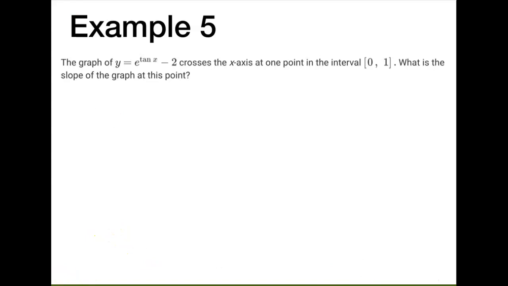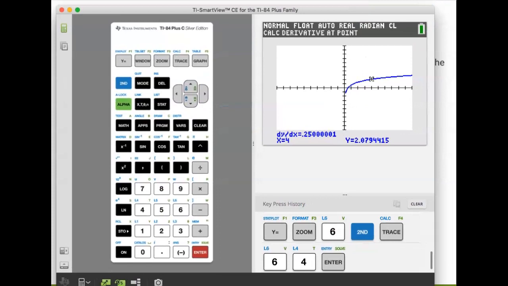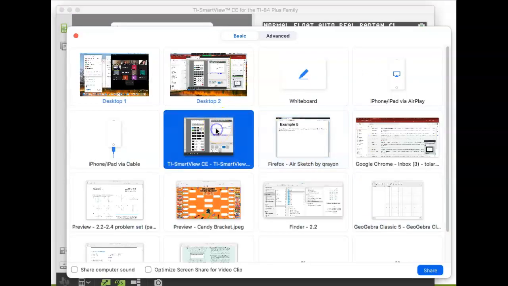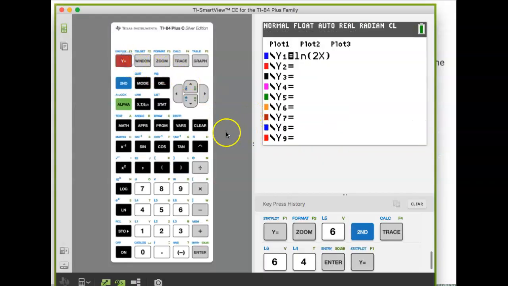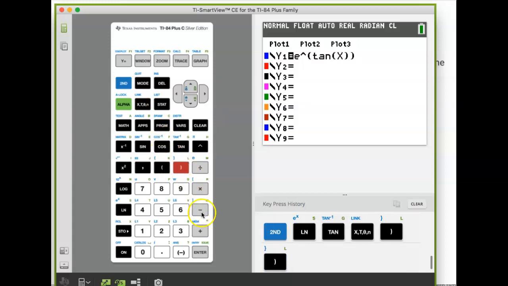So first thing we want to do is share my calculator. And then the second thing is plug our function into y1. So I'm going to do e to the power of tangent x and then minus 2, right? I believe it was minus 2. Let me double check. Yes.